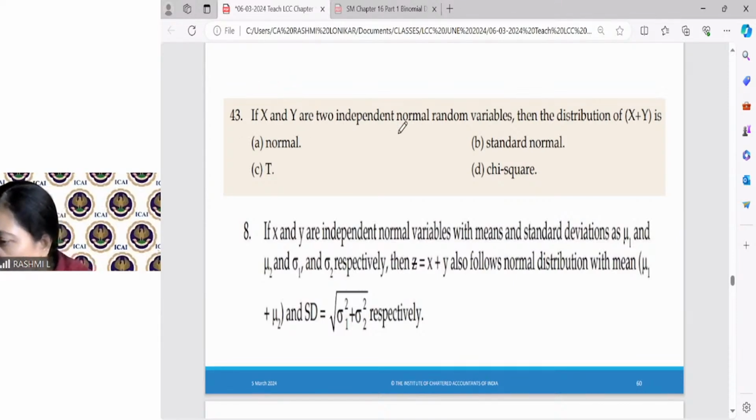If x and y are two independent normal random variables, then the distribution of x plus y is, hmm? If both are normal random, obviously they are going to be a normal distribution. Okay. So if x and y are independent, this can also be a theory question. Standard deviation would be square root of sigma 1 square plus sigma 2 square.